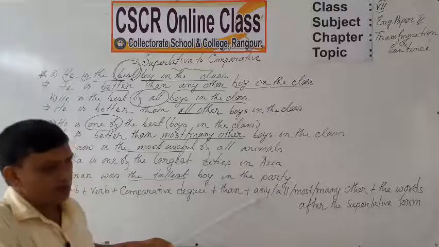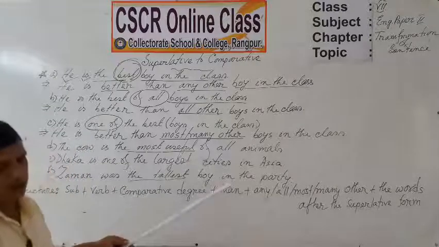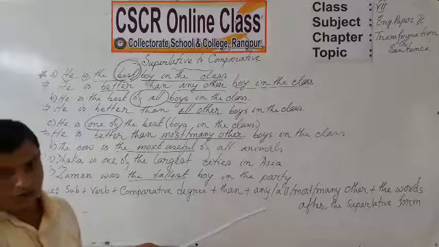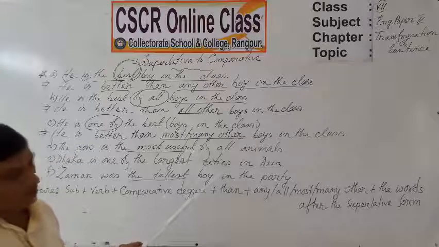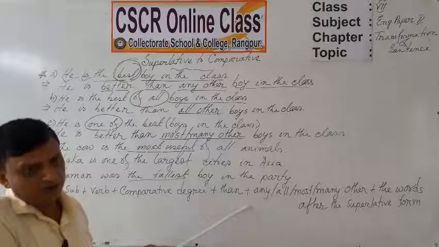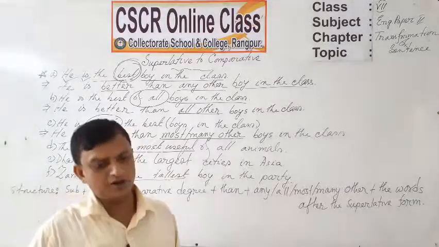Yes, dear students, if your sentence has the plus superlative, you will write any other. If your sentence has of all, you will write all other. If your sentence has one of, you will write most other or many other. Then you will write the words after the superlative form.